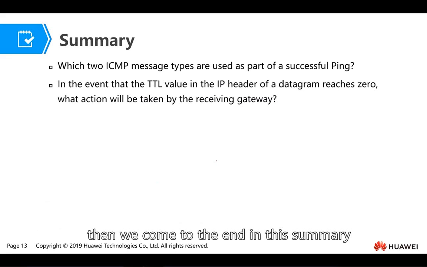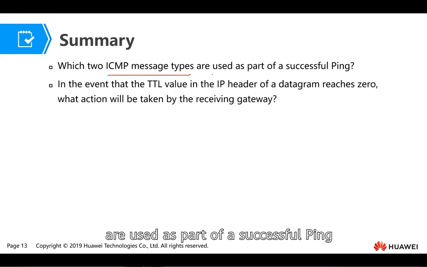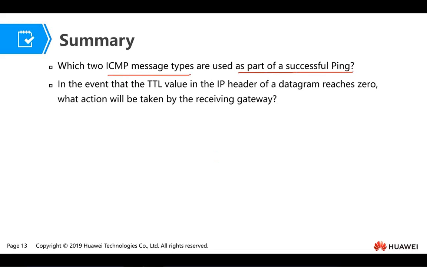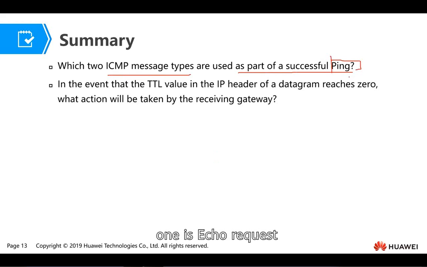And then we go to the end. In this summary, there are 2 questions. Which 2 ICMP message types are used as part of a successful ping? As we know, ping uses 2 ICMP messages. One is echo request, another is echo reply. Okay, these are the 2 message types.